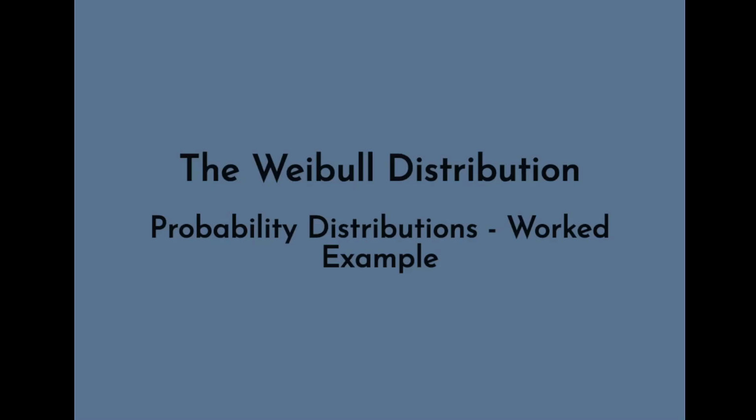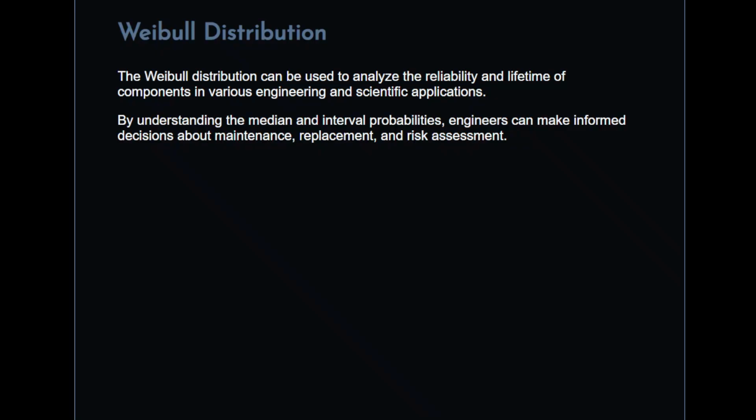Okay, in this presentation we will look at the Weibull distribution. The Weibull distribution is commonly used in engineering and industrial applications. It can be used to analyze the reliability and lifetime of components in various engineering and scientific applications. By understanding the median and interval probabilities, engineers can make informed decisions about maintenance, replacement, and risk assessment.